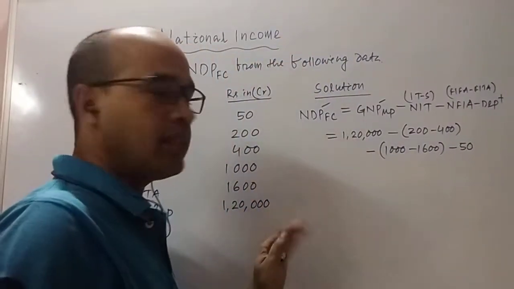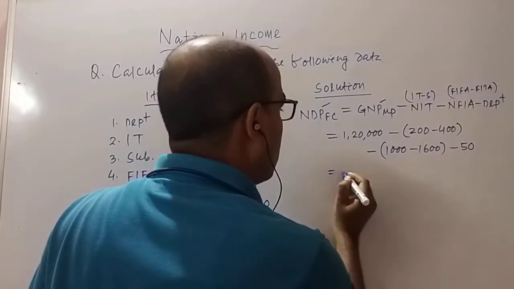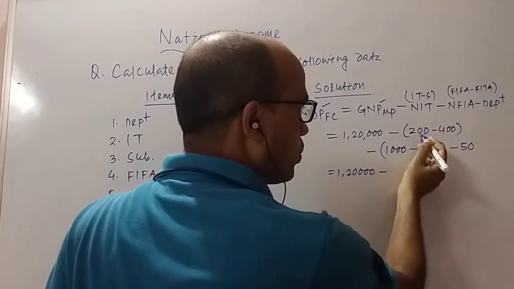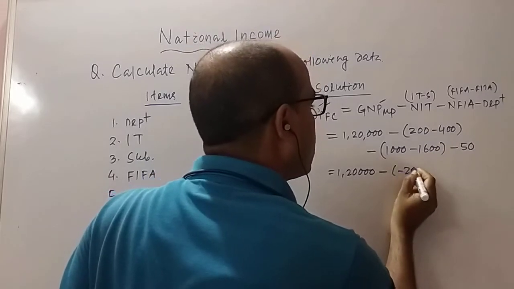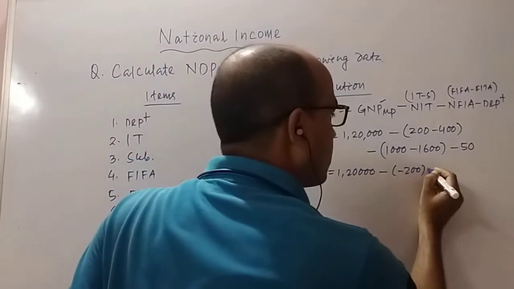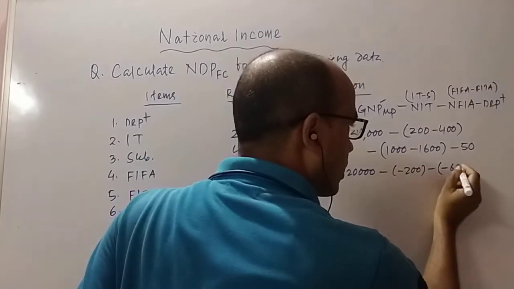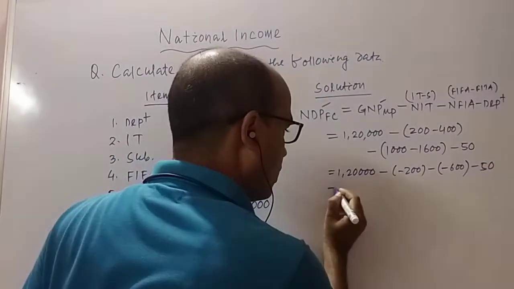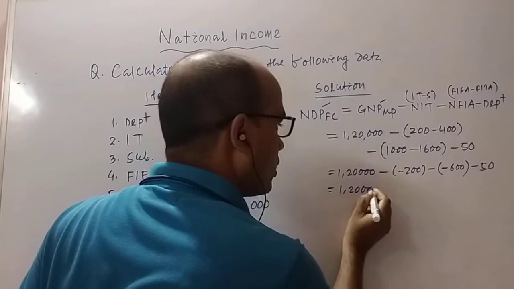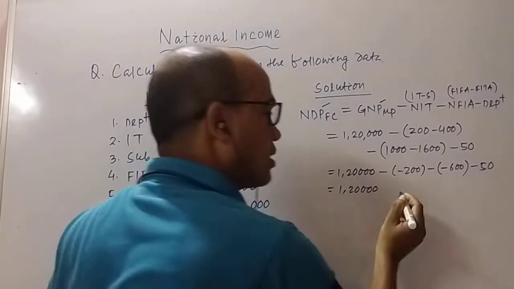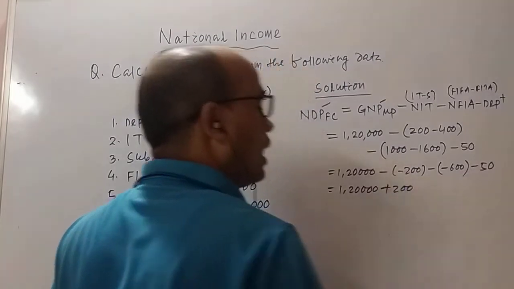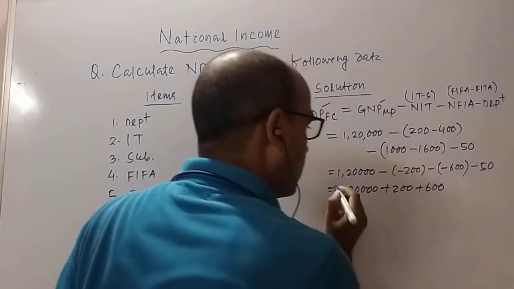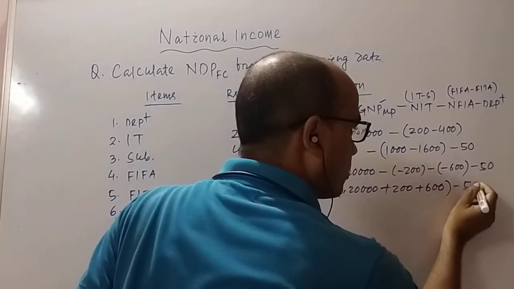Okay? Are you getting? Then to calculate this one, 1,20,000. If you deduct this one, 200 minus 400, that is minus 200. And if you put that minus, and if you deduct this one, that is minus 600. And then minus 50. Okay? Then 1,20,000, minus into minus, that is plus 200, and this minus into minus, that is plus 600, put in the bracket and then minus 50.